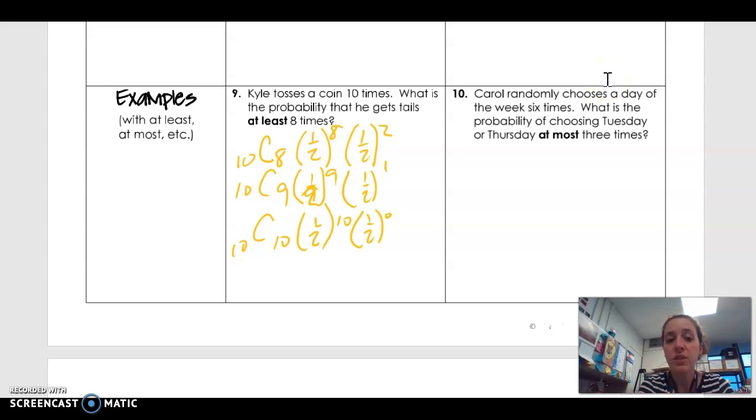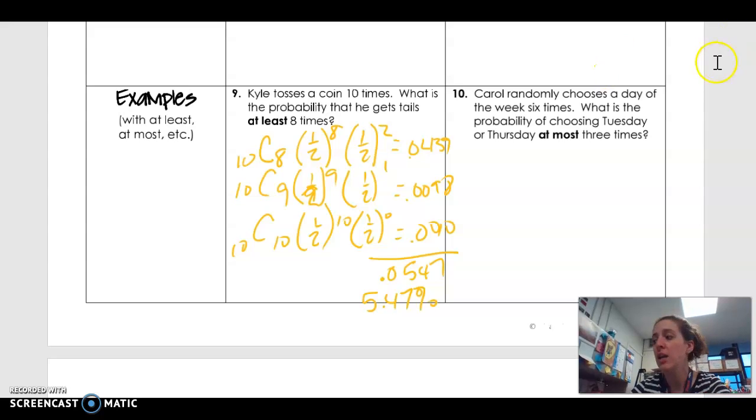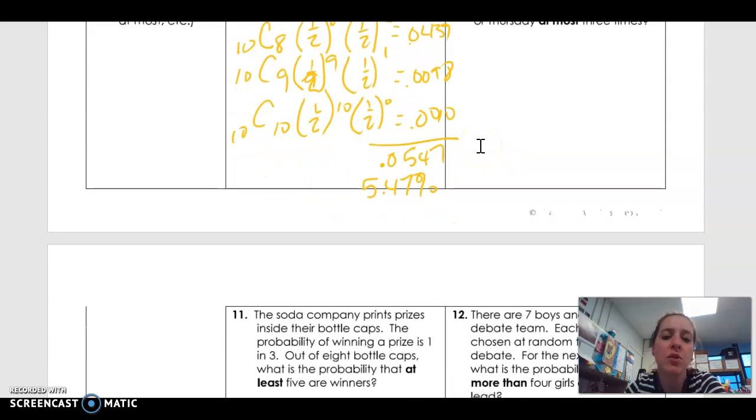Okay, so I would plug all of these 3 things into my calculator, which would give me 0.0439, 0.0098, and 0.0010. I would then add these up because all of these probabilities would fall under my at least 8 times category. So I would end up with 0.0547 or 5.47%. Okay, so then I can use these words to help us. I'm going to be doing the same thing, I just sometimes will have to do it more often.